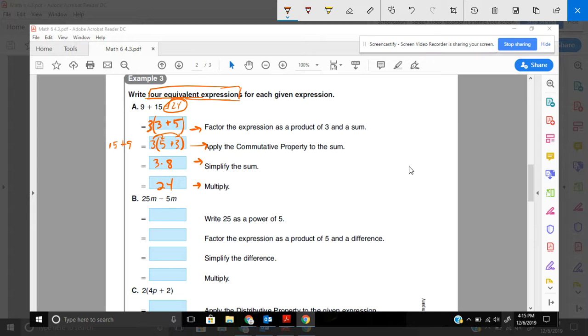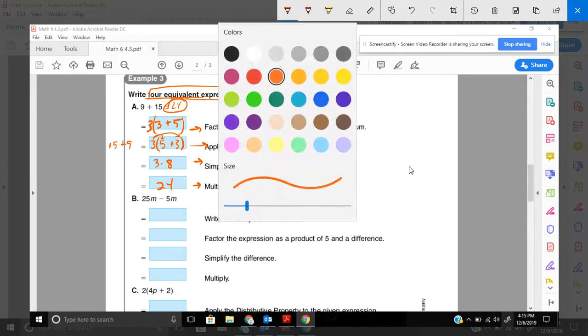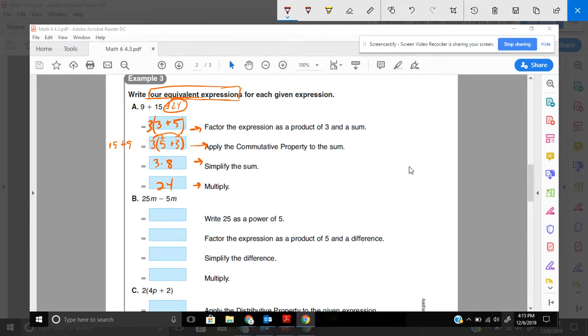All right, let's try letter B. First, it tells us write 25 as a power of 5. Okay, 25 as a power of 5. Well, that would be 5 squared because 5 times 5 is 25. And I can't forget about my minus 5m. I didn't do anything with that portion of it. So again, this is equivalent because 5 times 5 is 25. It's just another way to write that expression.